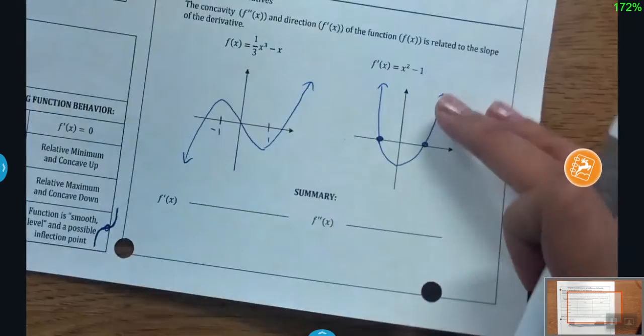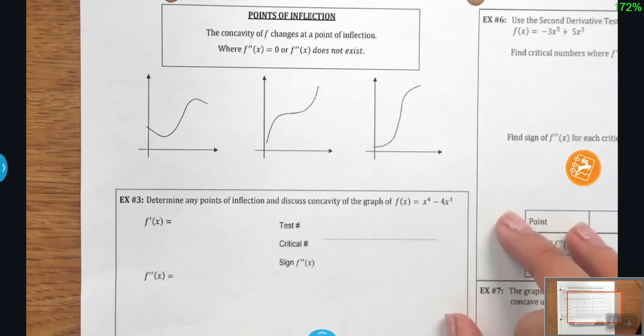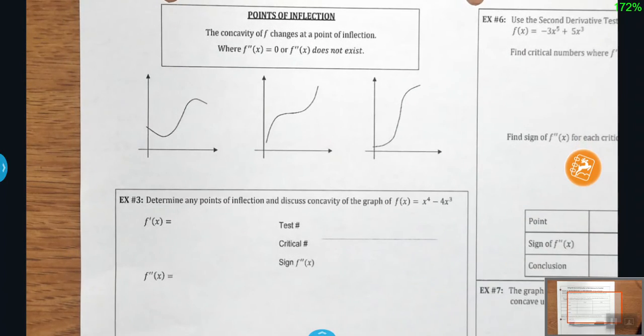Am I going too fast, or are you okay with concavity and second derivative? Too fast? Okay, good. On a test, do you ever have to actually draw a graph? No, they usually don't have you draw graphs, but they do have you analyze graphs that are given to you.